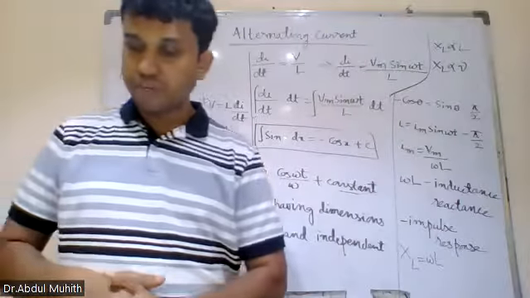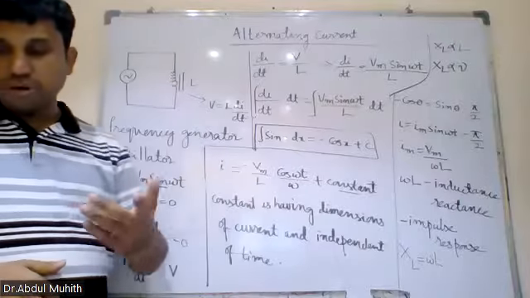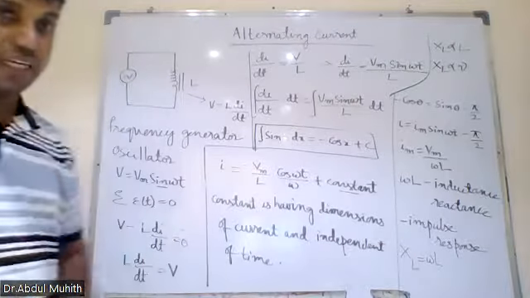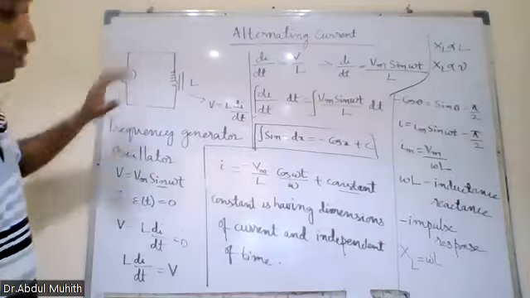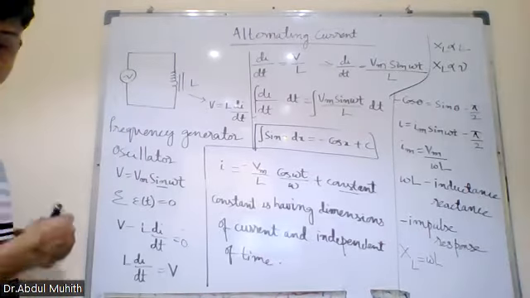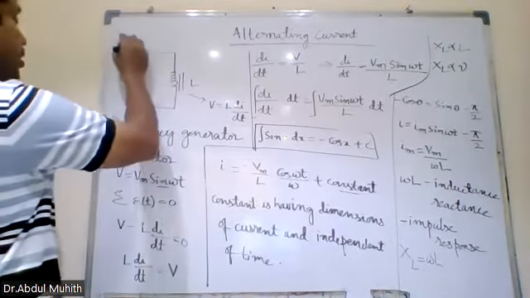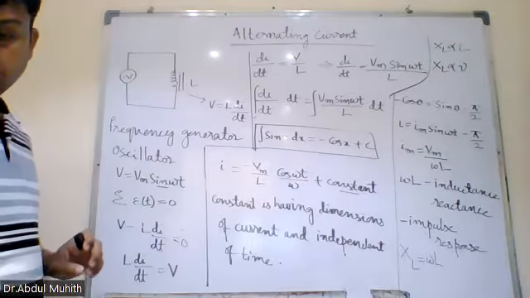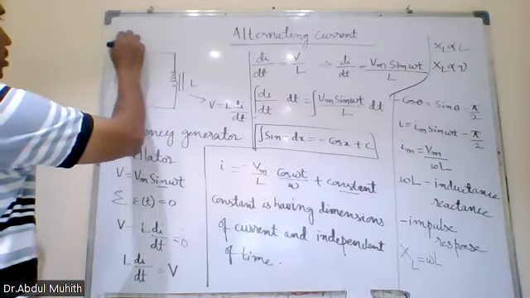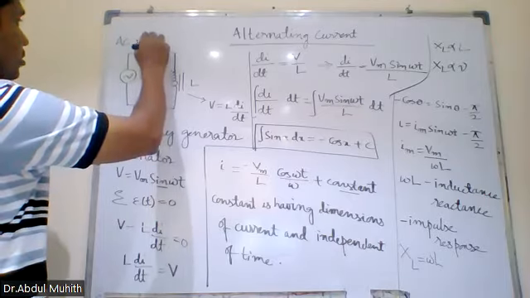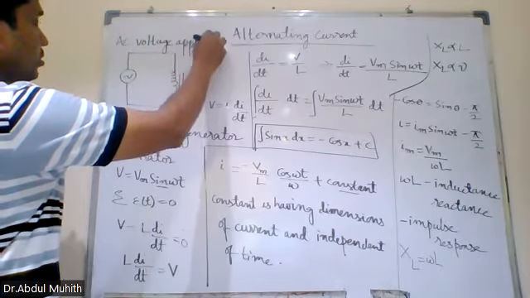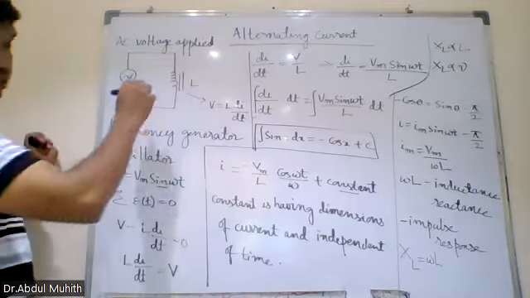So I will draw the waveform for you, then I will also draw the phasor diagram for you. Is that clear? So once again from the beginning. See here, I forgot to write the heading. Inductor: AC voltage applied across an inductor.